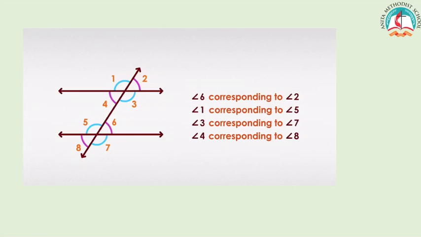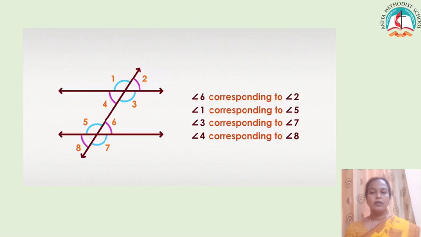Bye. If you see this, you can understand what corresponding angles are and where they form. If you see here, we have numbered the angles wherever they form. So 1, 2, 3, 4, 5, 6, 7 and 8. Using this, I am going to tell you which are the corresponding angles.